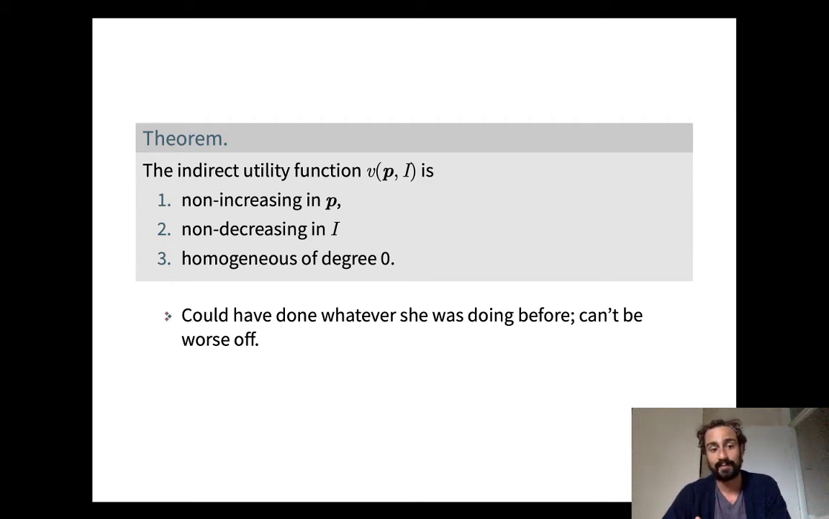It's non-decreasing in I, which means when I increase income, I can't be worse off. I have to do at least as well as I did before. Maybe I stay the same, but I certainly can't do any worse, right? It can't go down. And homogeneous of degree 0, if you recall, homogeneous of degree 0 means we can pull out a scalar multiple from inside. So if we multiply both p and I by some fixed amount, we get back the same utility as we had before, right? Homogeneous of degree 0 means it doesn't change at all. We can just pull them out front and it cancels. So what's that say? It says if we double prices, but at the same time we double income, you don't do better and you don't do worse. You do exactly the same.